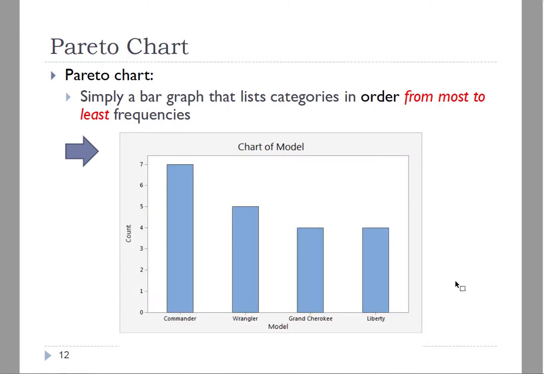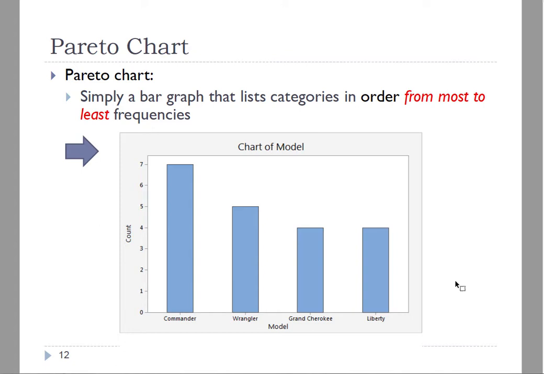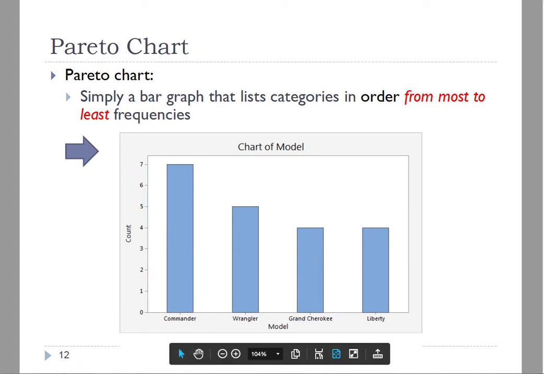And then we have something called a Pareto chart. And all a Pareto chart is, it's just a simple bar graph, and it lists categories in order from most to least frequency. So that's different than the bar chart, right? So a Pareto chart is going to list the categories in order from most to least frequent.